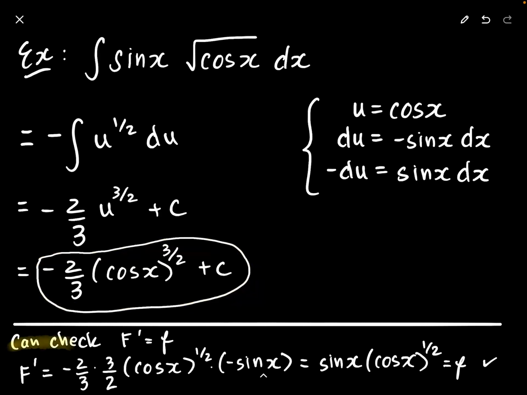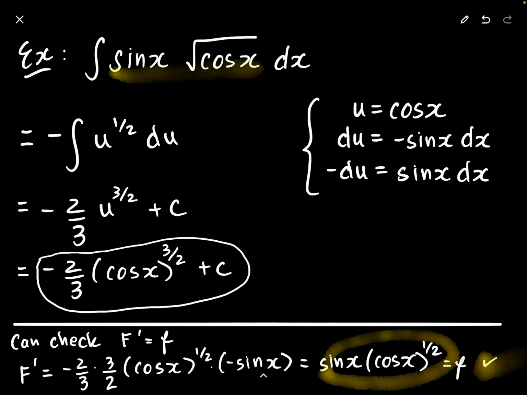And again, you can check your answer. You can take the derivative of the antiderivative to see if it gives you back the integrand. So we'll keep the minus 2/3 constant. We're taking the derivative of cosine x to the power 3 over 2, which is like u to the 3 over 2. So the derivative will be 3 over 2 u to the 1/2. Now we take the derivative of cosine x for the chain rule, which will be minus sine x. So the constants and the minus signs will cancel out, and we're left with sine x times cosine x to the half, which is what we started with, so it's correct.